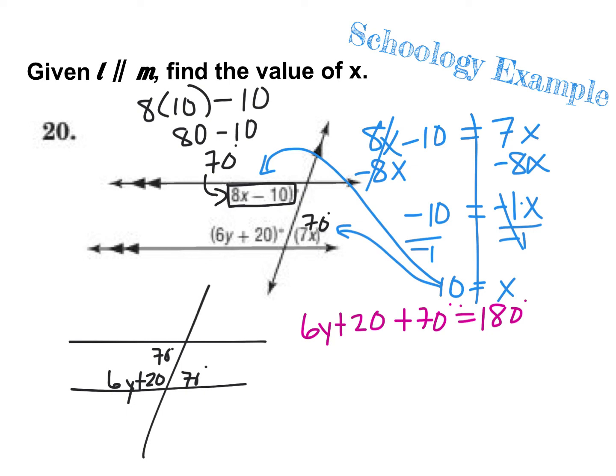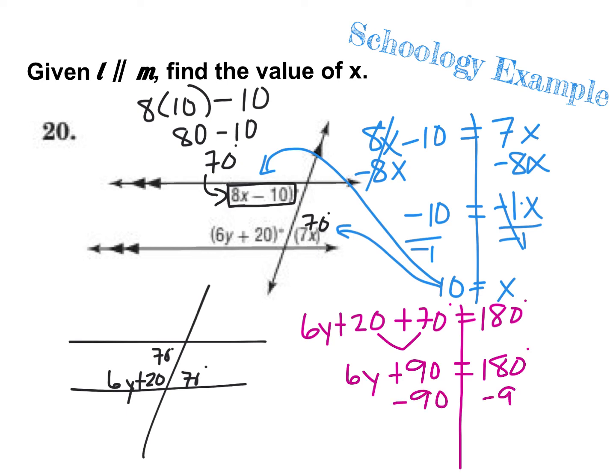As I'm solving for this, I'm going to combine everything on the left first. I can combine these two together. I have 6y plus 90 equals 180. To get rid of the 90, I subtract 90 on both sides. I'm left with 6y equals 90. To get rid of the 6, since you're multiplying 6 times y, the inverse is to divide both sides by 6. And you're left with y equals 15.